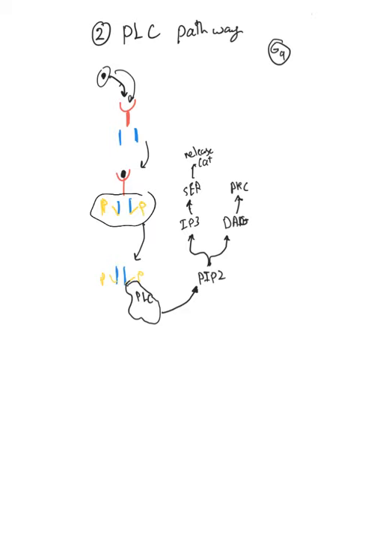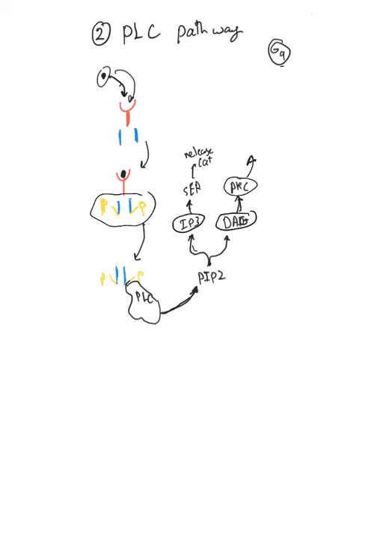phospholipase C. And phospholipase C, as you know from the G coupled protein, Gq, will take PIP2, the lipase will cleave it into IP3 and DAG. DAG activates PKC, which is a protein kinase, and this protein kinase would go inside of the nucleus and change the transcription or the gene expression.